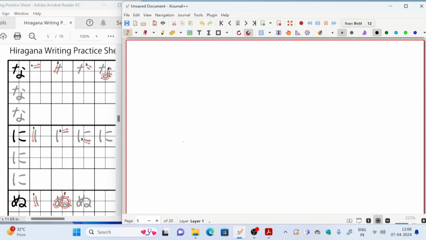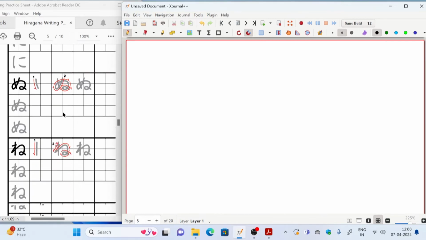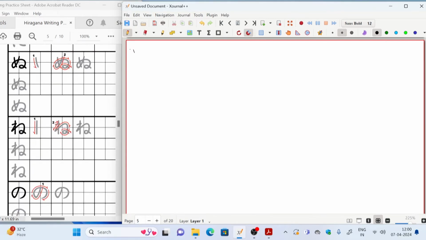Next is nu. First, second, this goes like this. So let's write it again. First stroke, then we'll take it here almost equal to the upper portion, pull it here, take it back, then curve it and do it like this, twist it at the end. So first, second goes like this and this becomes nu.